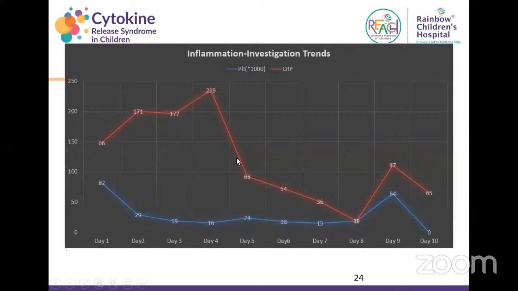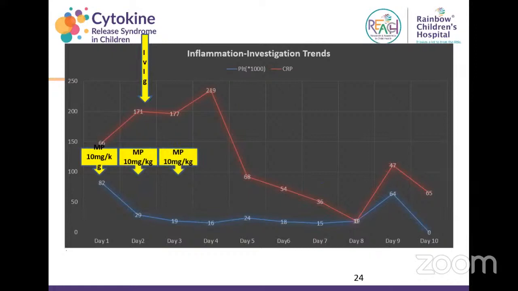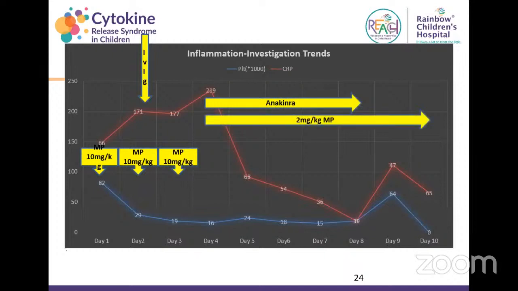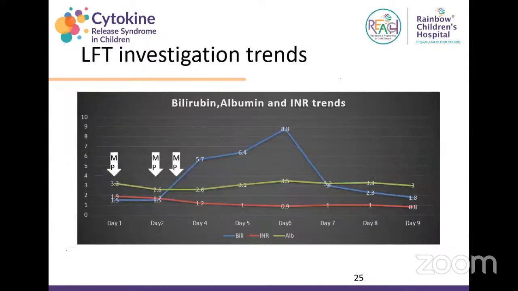So about his platelets and CRP. As we can see, in the first 4 days, the CRP has persistently gone up to reach a maximum of 219 by day 4, and the platelets have persistently dropped to reach a minimum of 16,000. At this time, he had already received 10 mg per kilo of methylprednisolone for 3 days and IVIG on day 2. At this point, we initiated anakinra and continued with low-dose steroids, following which we can notice a sharp drop in CRP to 68 by day 5. And it was persistently in a downward trend. And platelet counts had started recovering by day 5, and had recovered well to reach well above 1 lakh by day 10-11 of admission.